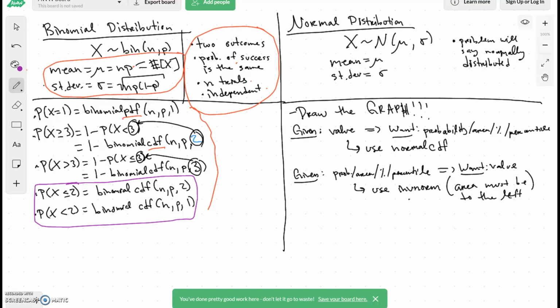For binomial CDF, whenever you have greater than, we're still going to do binomial CDF, but we're going to do 1 minus, because binomial CDF can only do area to the left. So we do 1 minus that. Remember that the sign switches, and if we have an equal sign here, then we get rid of this 1. However, if we don't have an equal sign like in this one, then we add it over here. So it really depends on the nature of the problem.